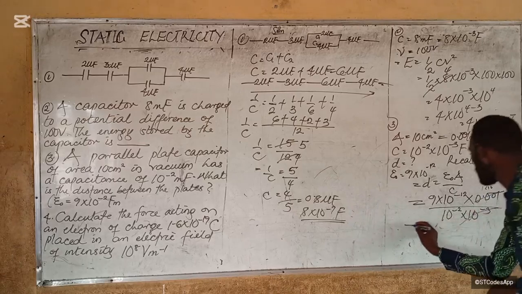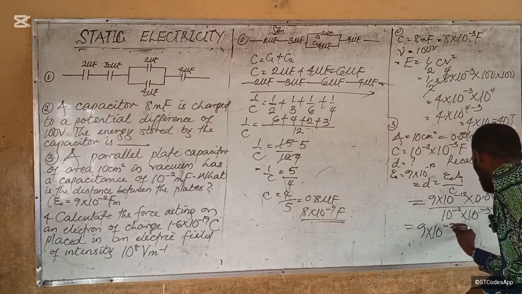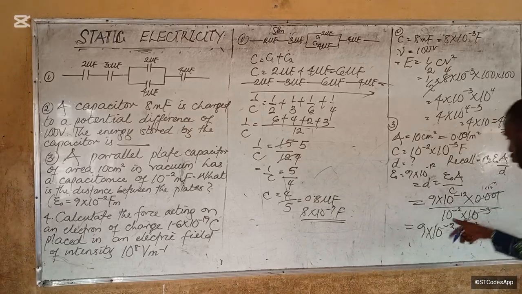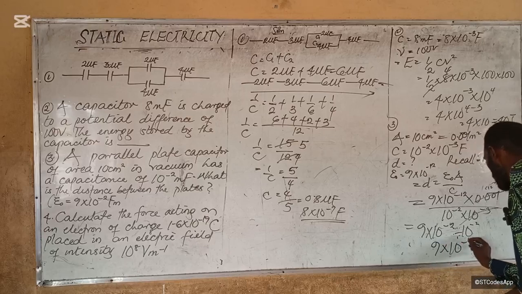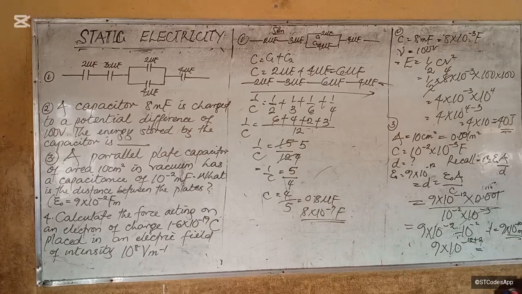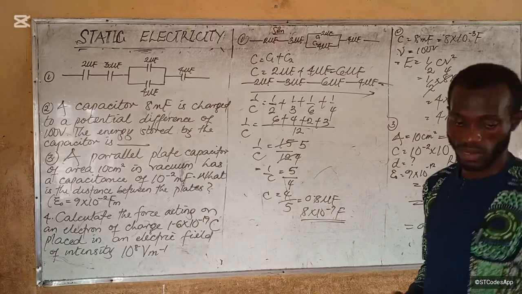You see that? So what we have is 9 times 10 raised to the power minus 12 divided by 10 raised to the power minus 2. So I want to change the sign. So we have 9 times 10 raised to the power minus 12 minus minus 2. That is what? Plus 2. So this is what? Minus 10. So the distance between them, D, is equal to 9 times 10 raised to the power minus 10 meters. So of course, that's the answer in meters.